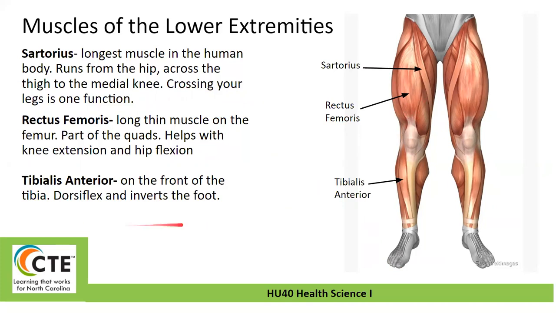The rectus femoris, this is, again, one of the muscles of your quadriceps, and it's located here in your thigh. And then the last one is the tibialis anterior. Guess where it's located? Right next to the tibia, okay? Tibia is that medial bone. The fibula is located underneath here. But this is the tibialis anterior, and it's anterior because it's towards the front.